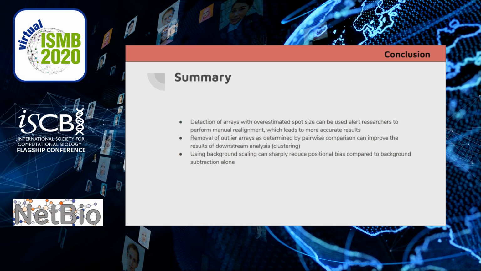In summary, detection of arrays with overestimated spot size can be used to alert researchers to perform manual realignment, which leads to more accurate results. Removal of outlier arrays, as determined by pairwise comparison, can improve the results of downstream analyses such as clustering. Using background scaling can sharply reduce positional bias compared to using background subtraction alone.